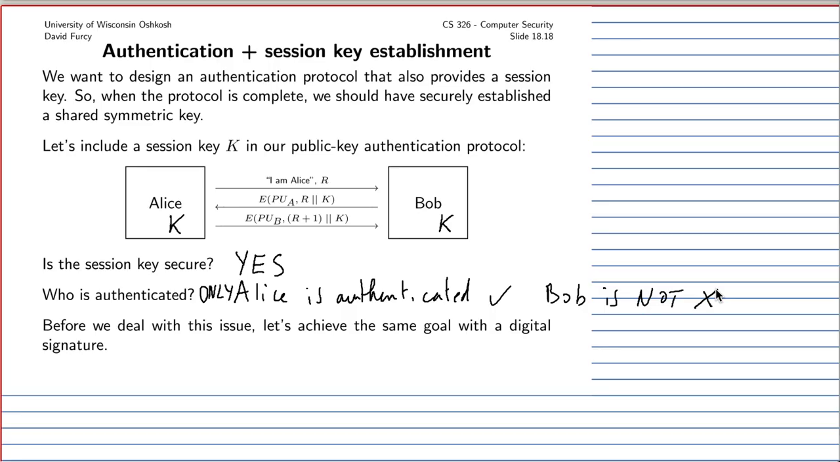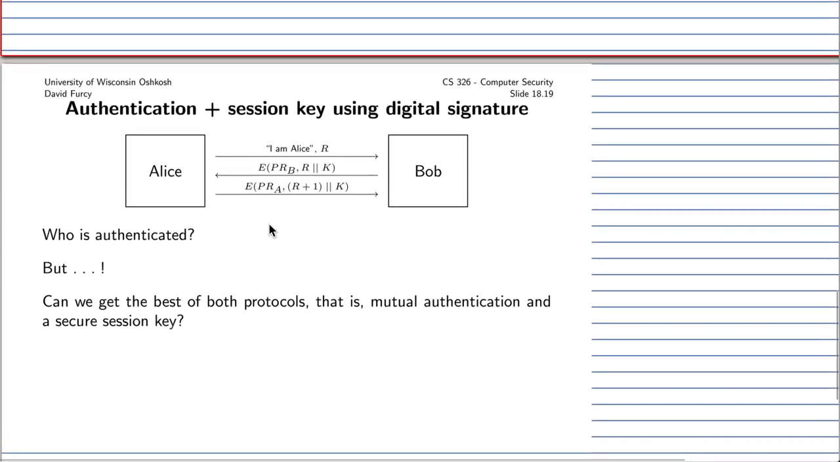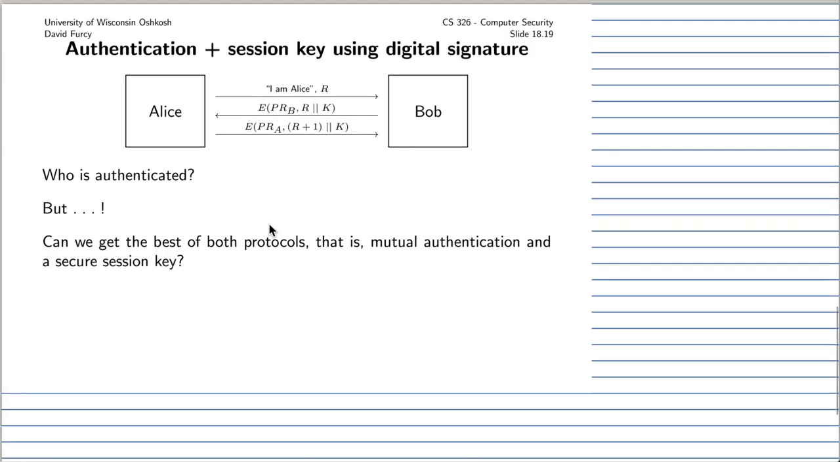So before we try to find a better protocol where both parties are authenticated, let's try to achieve the same level of security, at least, using a digital signature mechanism instead of an encryption mechanism. So here is a different version of a similar protocol. In this case, the first message is the same. Alice sends her identifier and a nonce to Bob.